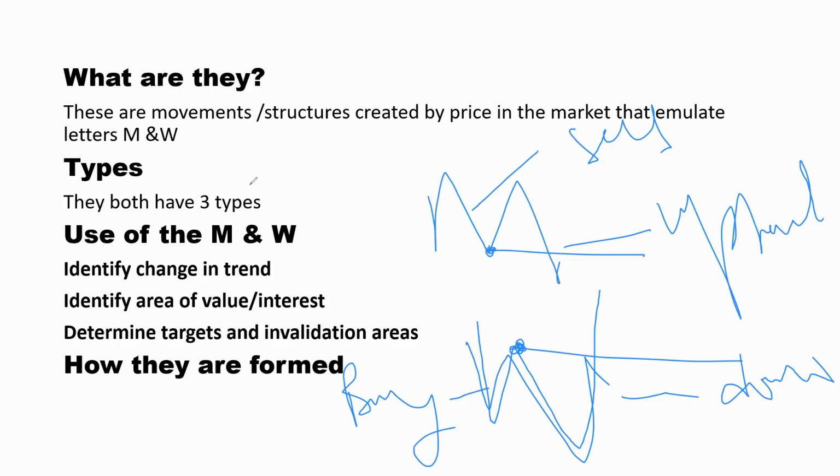But of course, something like this can be an M on your alphabetical chart. It's okay. But in the market, it's not. This is not an M. That's why in the definition, we just say they emulate the letters M and W. They look like them, but there are rules to them qualifying to be M's and W's in the market language. So that's how they are formed.